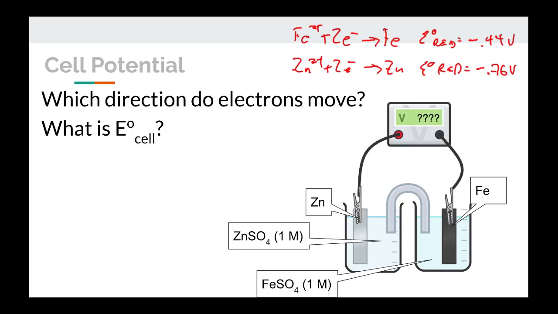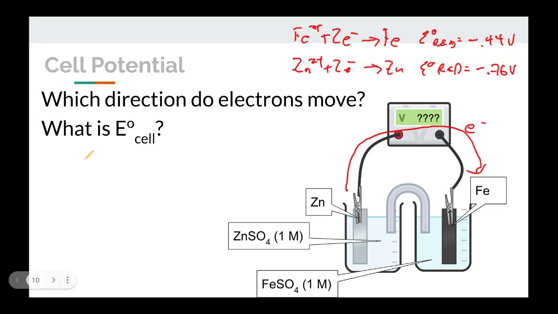Okay, what's the direction of electron flow here? Because zinc has the more negative reduction potential, it gets oxidized. And because iron has the more positive reduction potential, it gets reduced. So oxidation is occurring on the zinc side, reduction is occurring on the iron side, and so electrons are flowing in that direction.